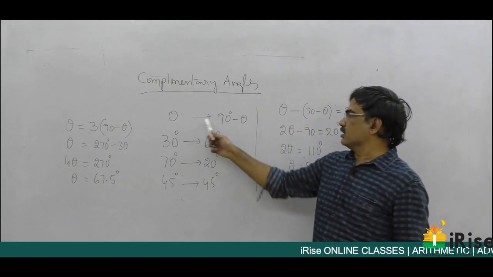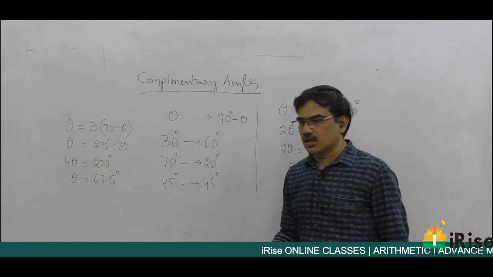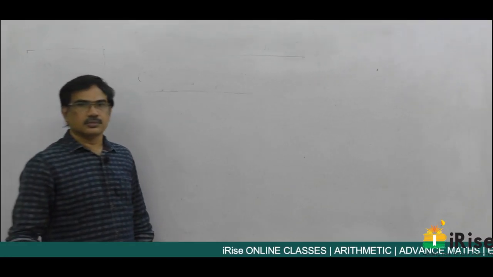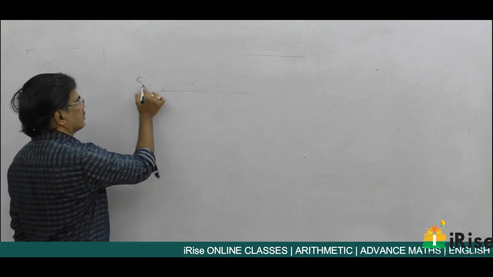So this is about the complementary angles. If the sum of two angles is equal to 90 degrees, they are called complementary angles. Next, supplementary angles.